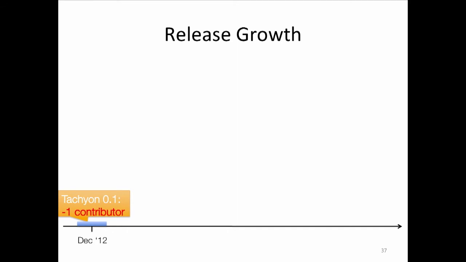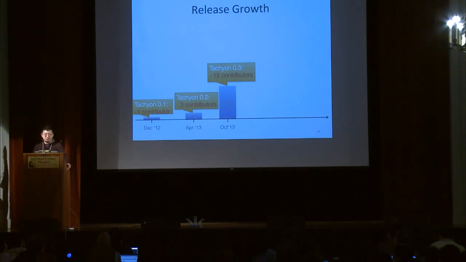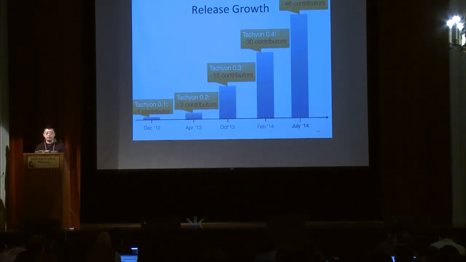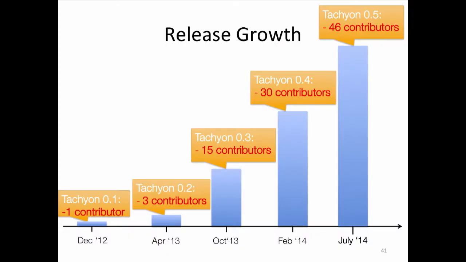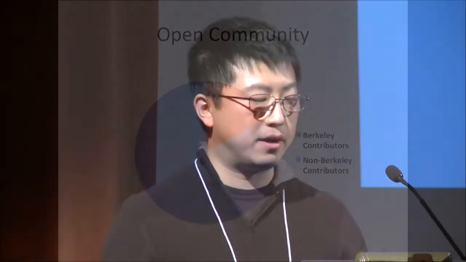Yang also talked about this slide, so I'm going through it very quickly. This is our release growth. We had 1 contributor at the beginning, and we have had 300% improvement. Then we had 15 contributors for 0.3, 30 for 0.4, and the latest 46 for 0.5. And now the number of contributors is close to 70. As Yang mentioned, we are very proud of that. We have a very open and friendly community, and more than 80% of the contributors now come from outside of Berkeley.